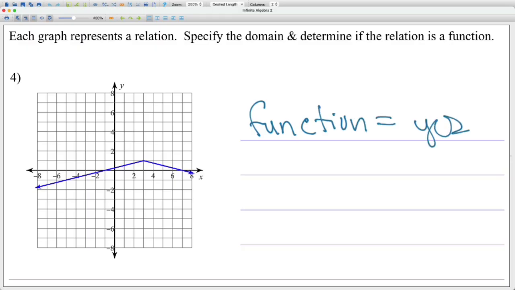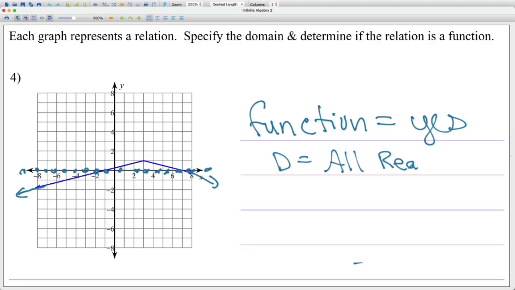What do these little arrows over here mean? It keeps going on and on and on forever and ever. So all of these x values are going to be represented forever and ever. Gentlemen, what kind of numbers are all those? Those are called all real numbers. The domain is all real numbers.